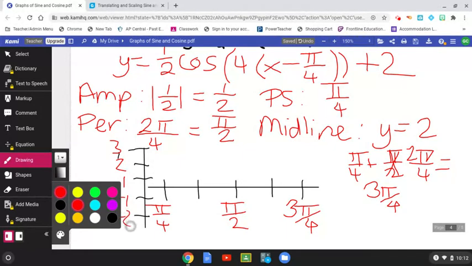So this would be -1 and -2. Okay, so you guys, here's our midline. The midline is going to end up at y equals 2. So I'm just going to make that dashed, okay?